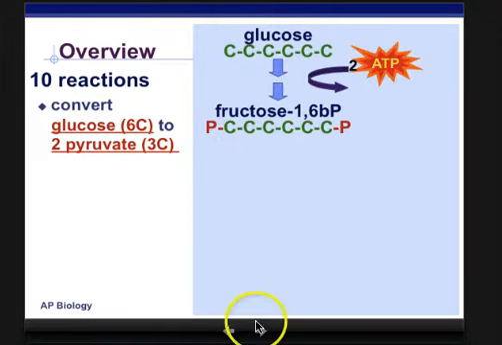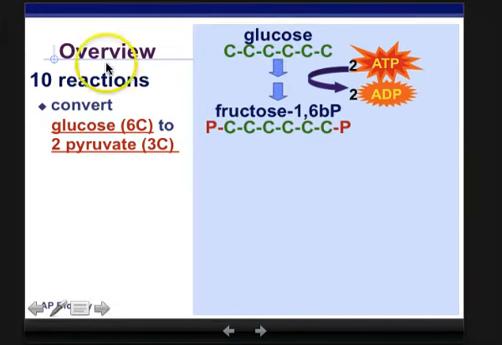We're going to use 2 ATP to convert glucose here into the fructose 1,6-biphosphate. It takes a couple steps in there, and we use 2 ATP to do that because we're ditching some phosphates in there to make this happen. Then we're going to take the fructose 1,6-biphosphate and divvy that up.